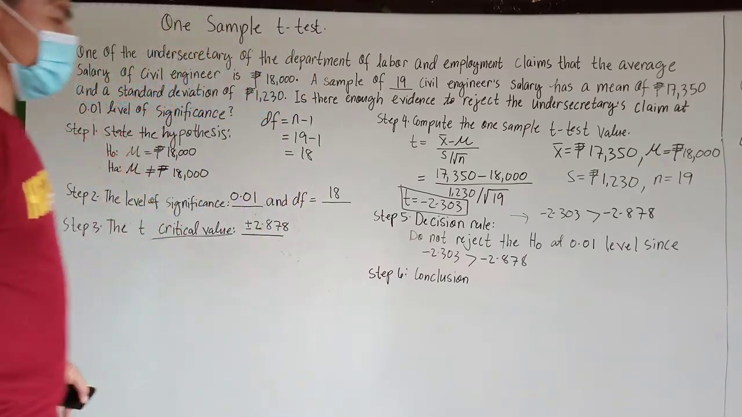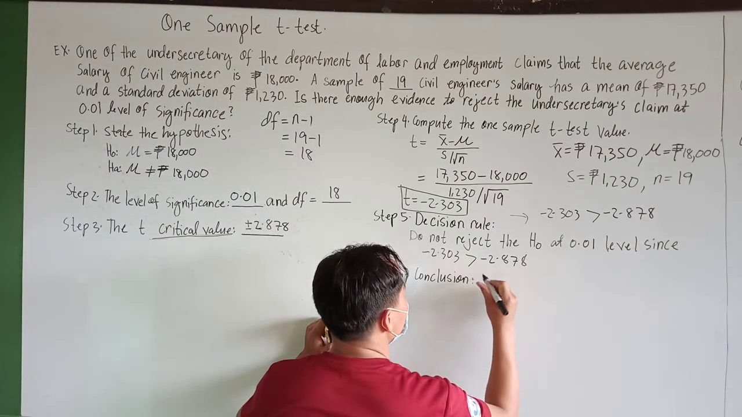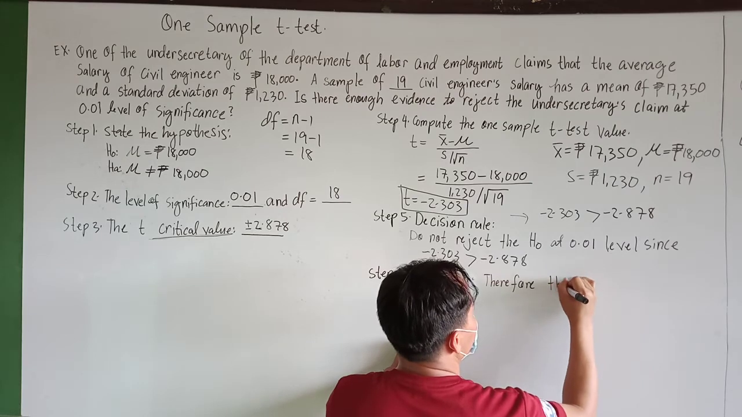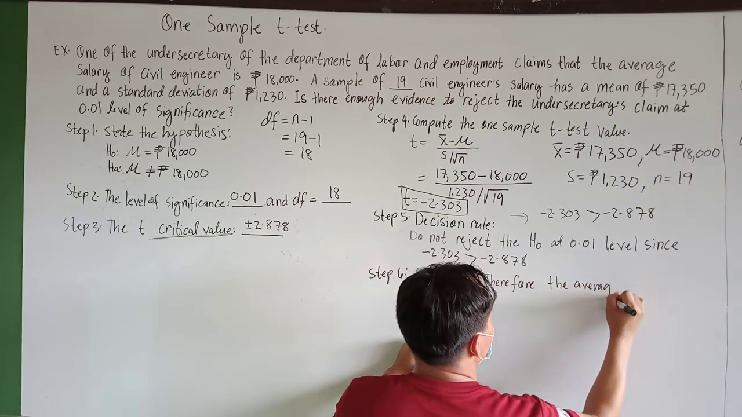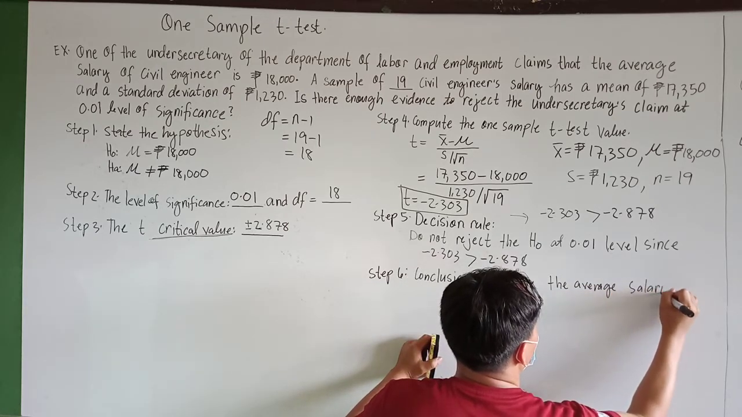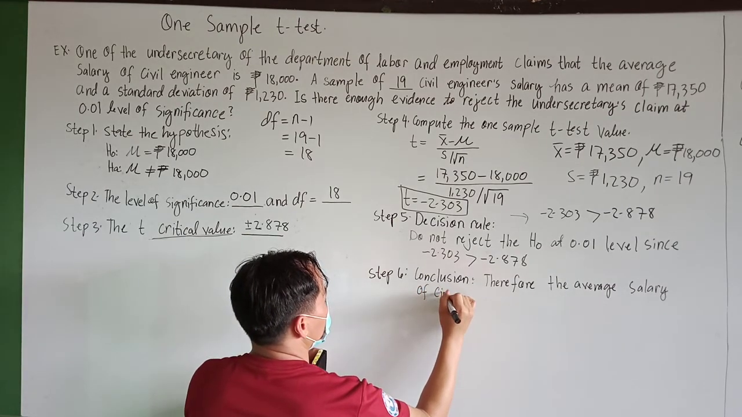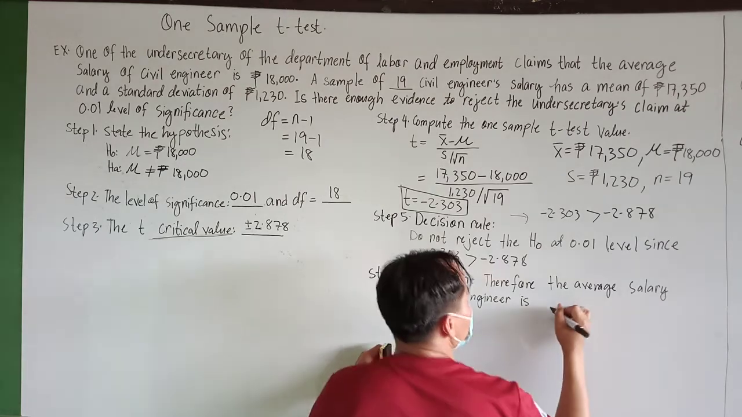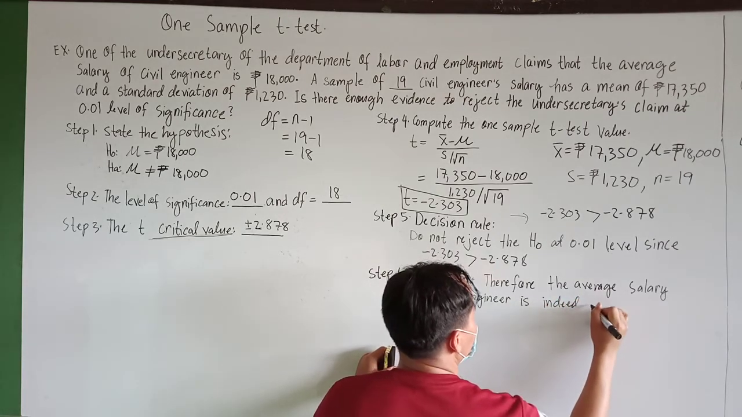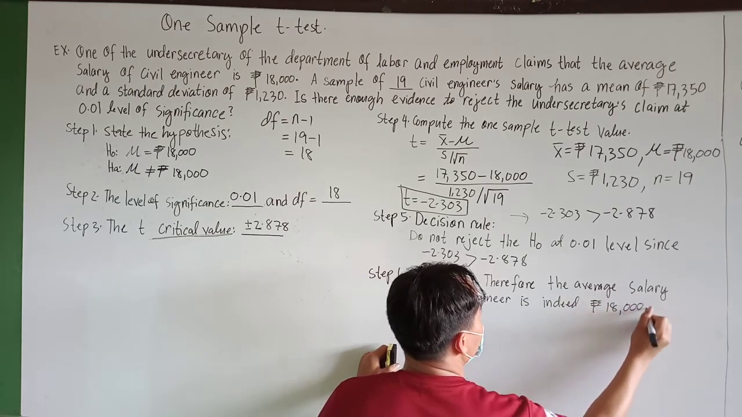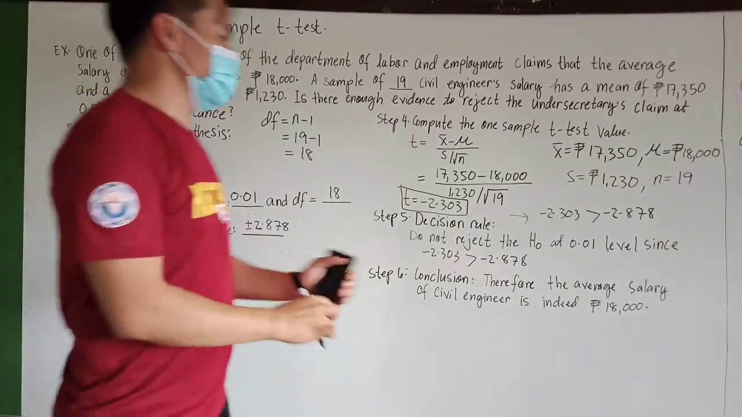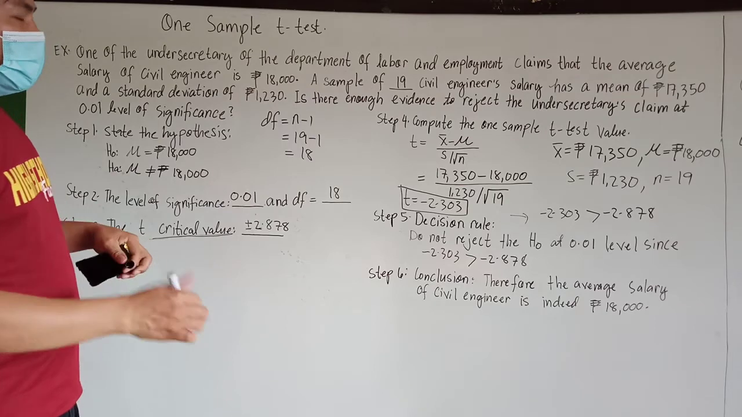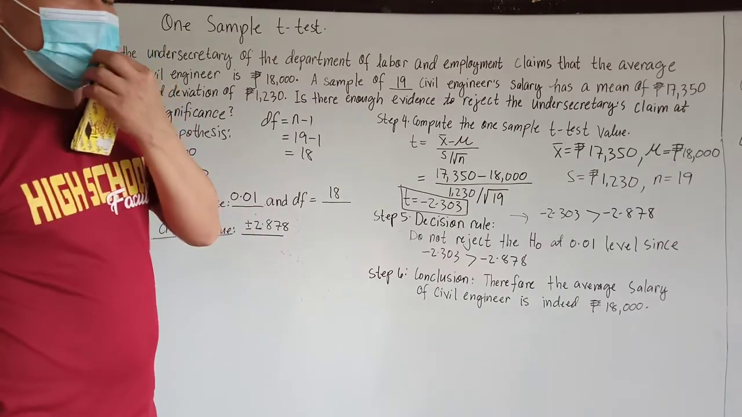So what will be our conclusion for step number 6? Okay, therefore, the average salary of civil engineer is indeed 18,000 pesos. Okay? Because we failed to reject the null hypothesis in here. So therefore, we accept the null. It means that the average salary of the civil engineer is actually 18,000 pesos.